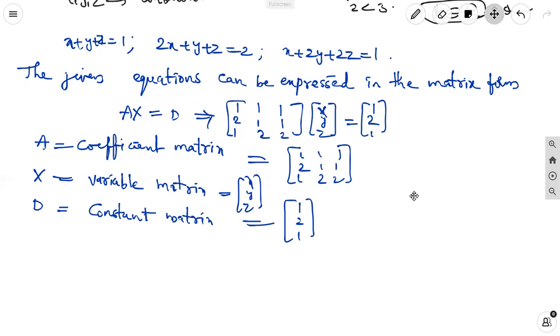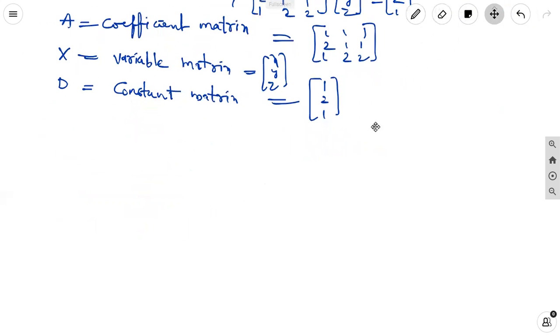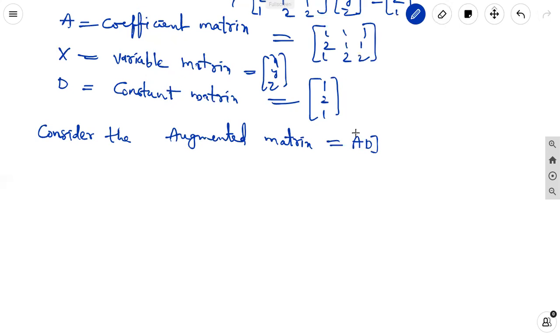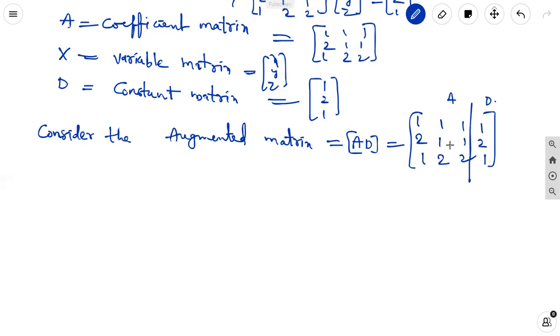Next, we consider the augmented matrix. The augmented matrix means the D matrix is written as the last column added to the A matrix. The augmented matrix AD has the A matrix 1, 1, 1; 2, 1, 1; 1, 2, 2, and the D matrix 1, 2, 1. Now this augmented matrix AD can be transformed into upper triangular or echelon form by suitable elementary row transformations.